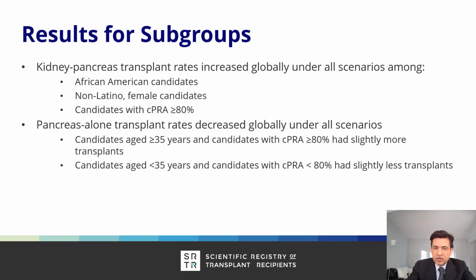Here are the results of the subgroups. Kidney pancreas transplant rates increased globally under all scenarios among African American candidates, non-Latino female candidates, and candidates with CPRA greater than 80%. Pancreas alone transplant rates decreased globally under all scenarios. Candidates aged greater than 35 years and candidates with CPRA greater than 80% had slightly more transplants, and candidates less than age 35 and candidates with CPRA less than 80% had slightly fewer transplants.